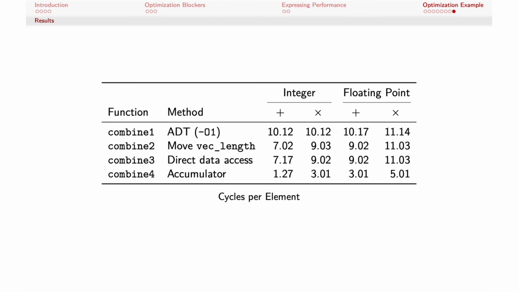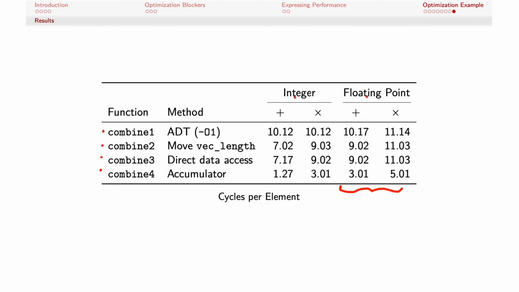Let's look at some experimental results here. We've got along the side here the different combine functions that we just looked at and a little summary of what they did. And then addition and multiplication combination for both integer values and floating point values. As you might expect, the floating point performance is just in general slower than the integer performance.